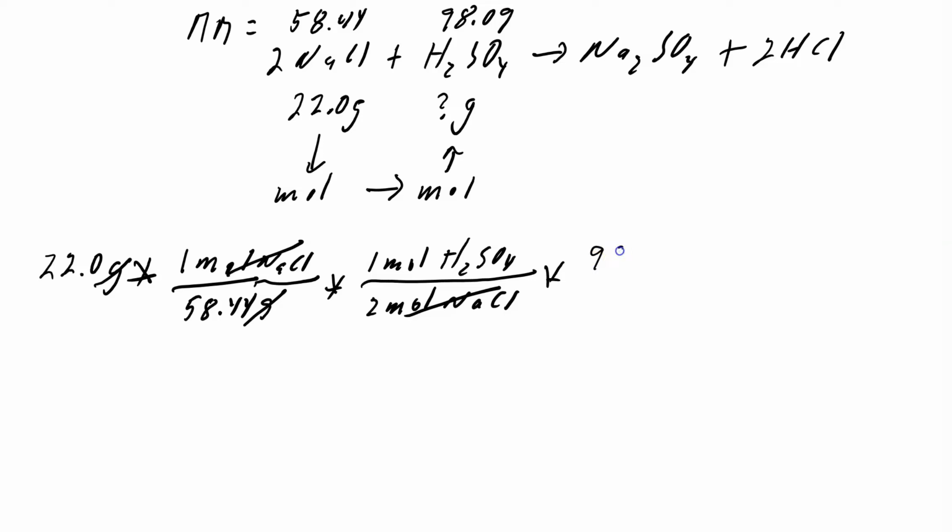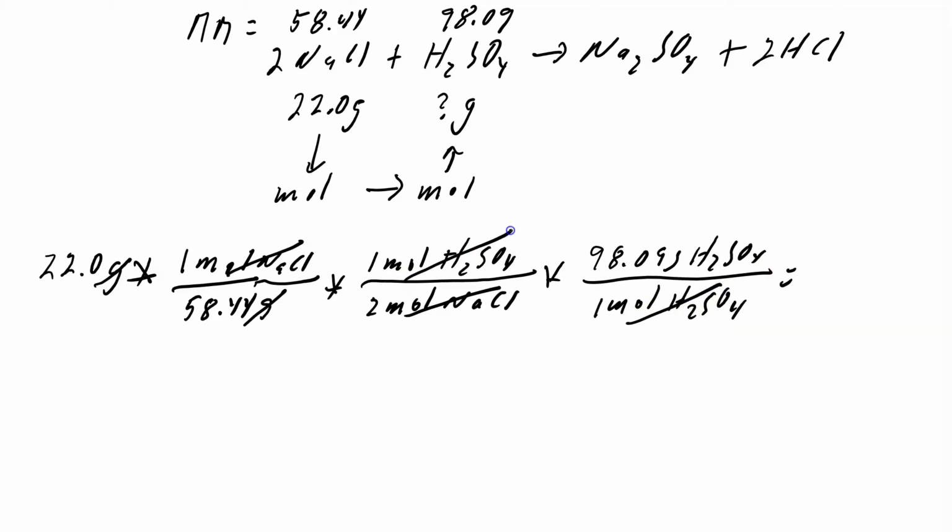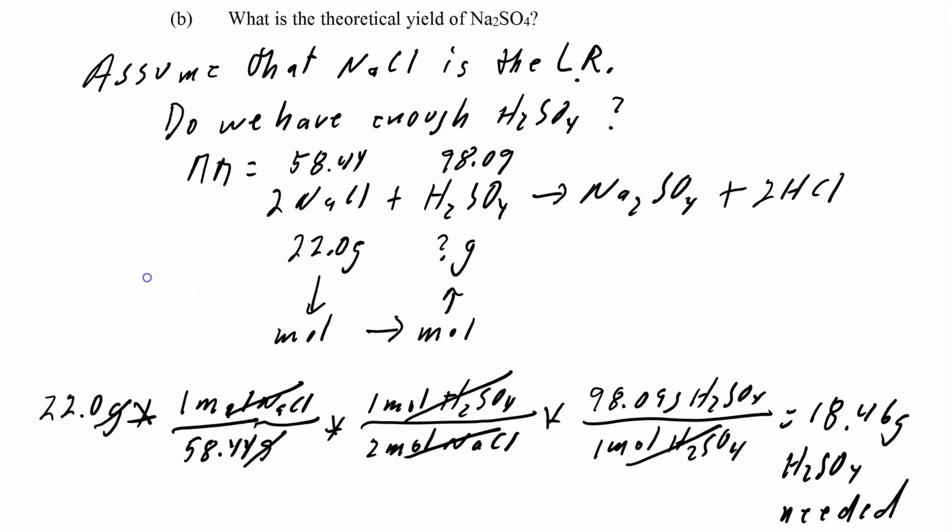I want to convert that to grams, so I use the molar mass of sulfuric acid. So it's going to be 98.09 grams H2SO4 per 1 mole H2SO4. Moles of sulfuric acid cancel, so now we can do the calculation and get our grams of sulfuric acid needed. The math gives us 18.46 grams of sulfuric acid needed. So if we have that much, then our sodium chloride is the limiting reactant. If we don't have that much, then sulfuric acid is the limiting reactant. Let's go up and compare.